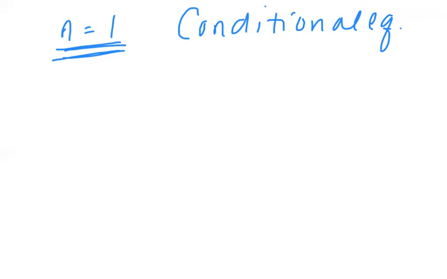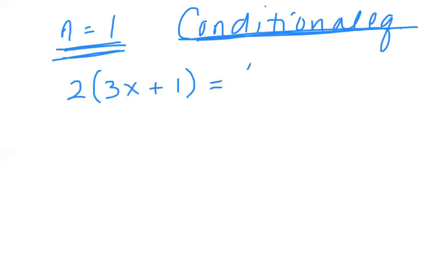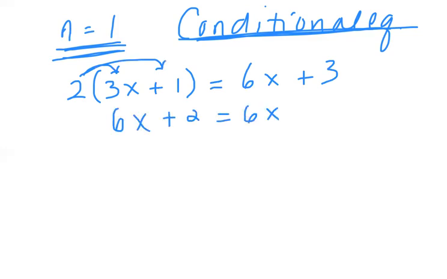Okay, guys, so besides these conditional equations, there are 2 more types of equations. There are equations such as this one right here, guys. 2 times 3x plus 1 is equal to 6x plus 3. If you try to solve a problem like this by distributing the 2, this is what happens. You get 6x plus 2 is equal to 6x plus 3.